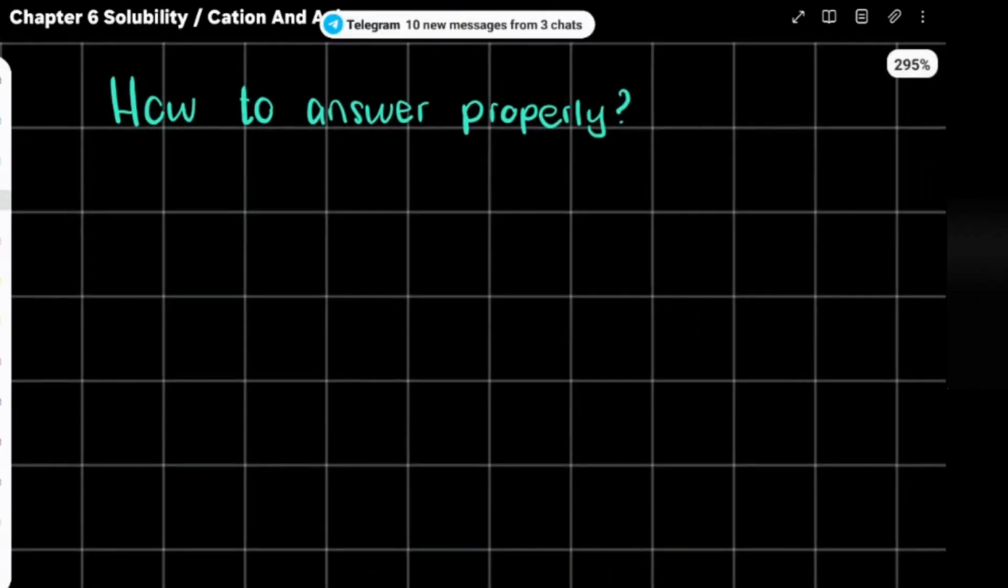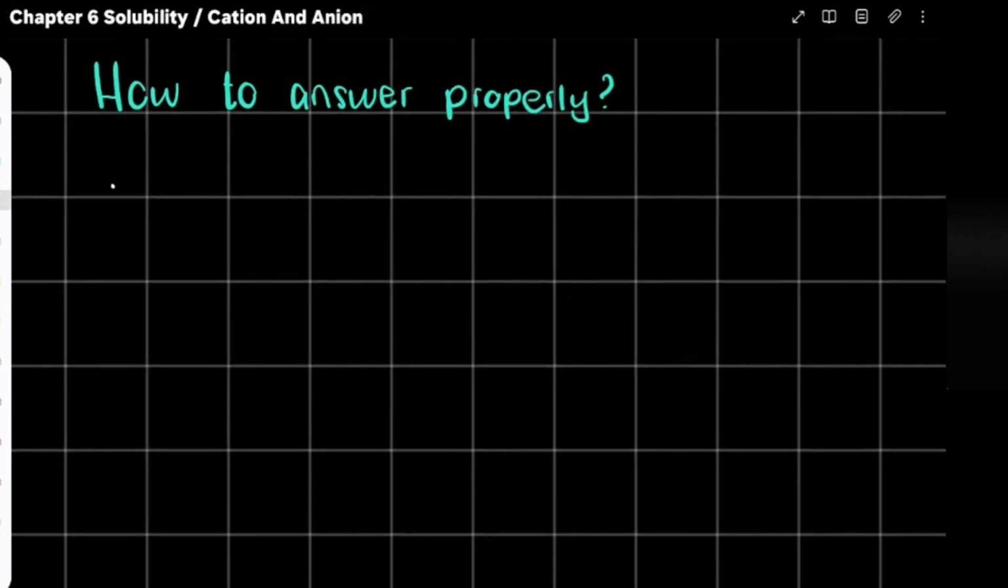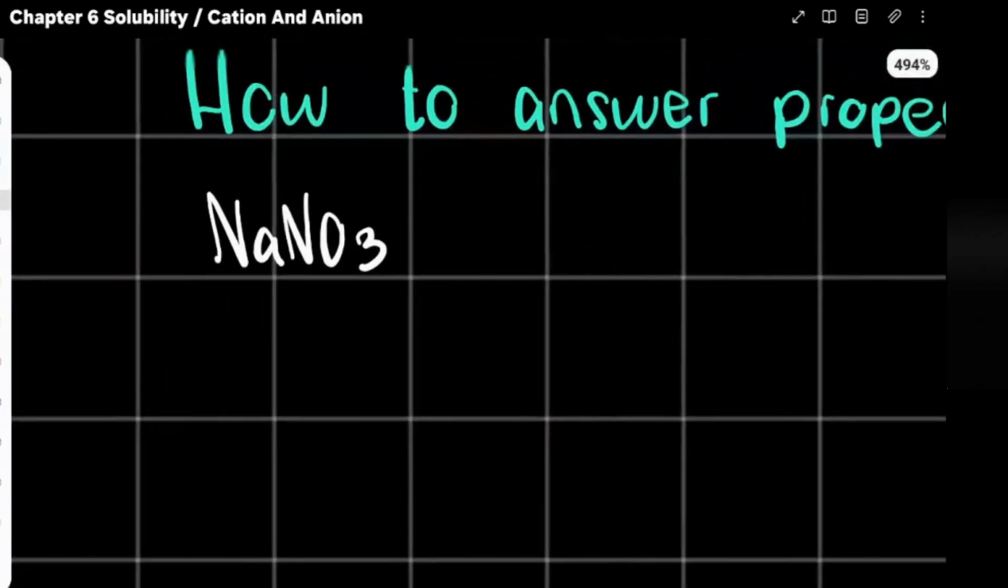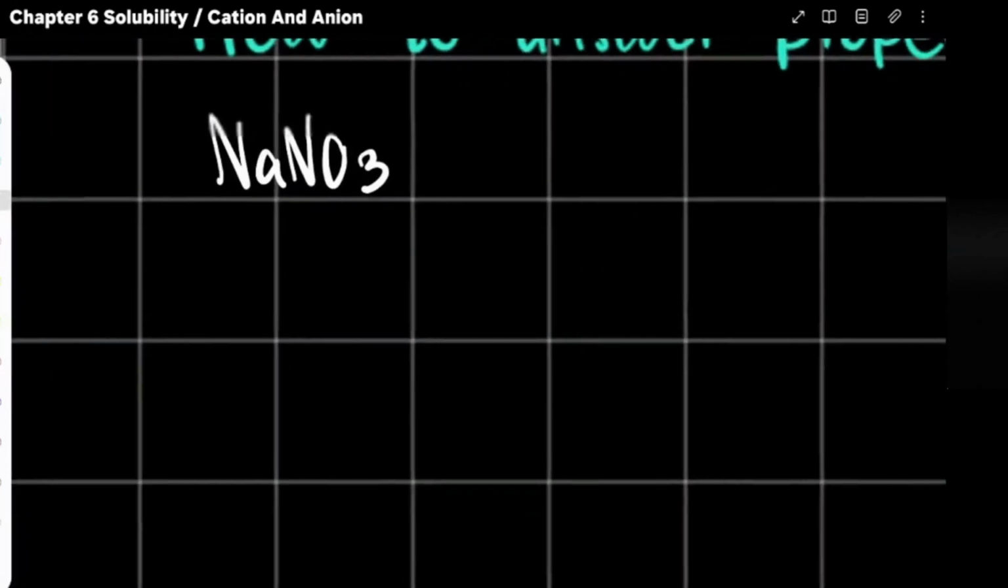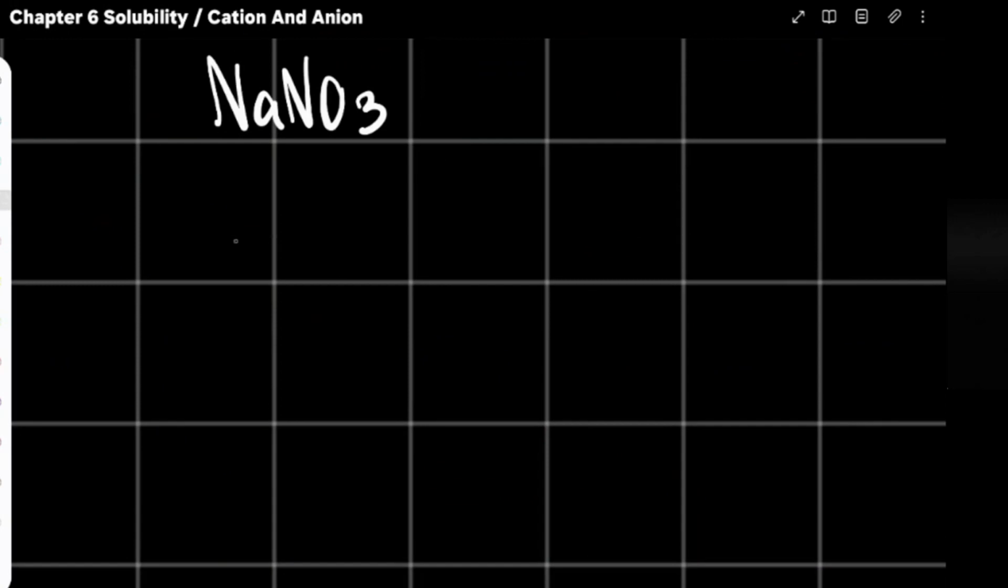They ask you to prepare a salt, NaNO3. Okay, first of all, what method do you have to use? Of course, remember you have to use the flow chart. So what's the flow chart? The flow chart is like this, alright.